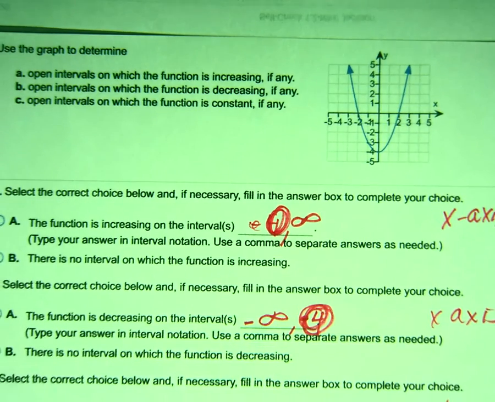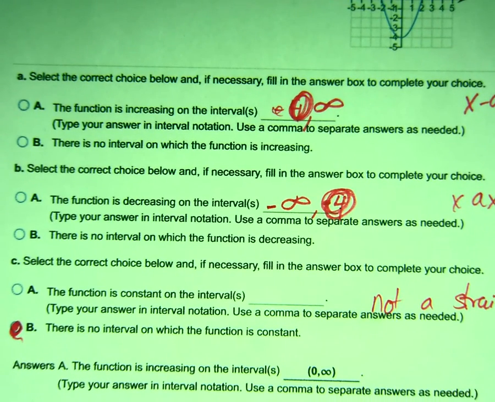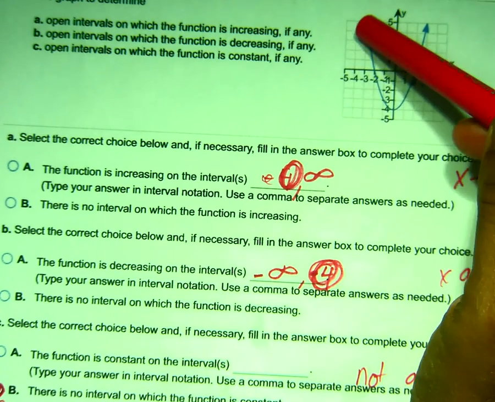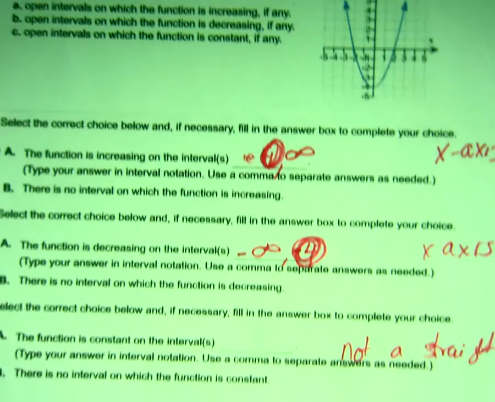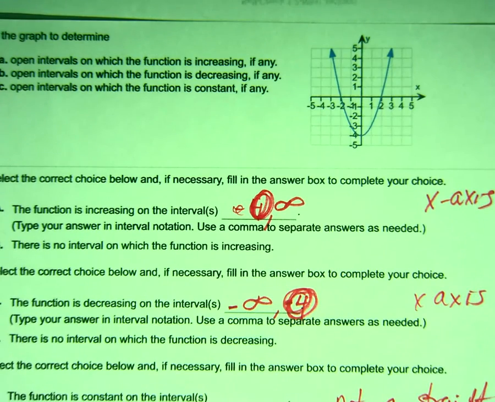And then for your constant part, there is no interval for constants, because let's go back to the graph. Do you see a straight line anywhere? All of these are dealing with some type of curvature. So since there is no straight line, there is no constant. And all of that was just by looking at the graph.